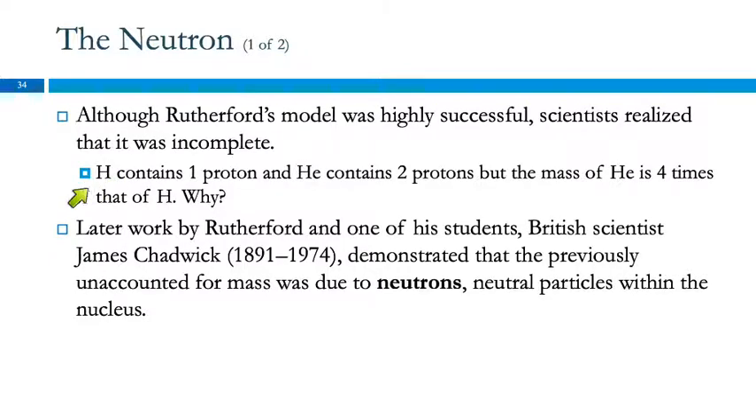So hydrogen has 1 proton and helium has 2 protons, but if you look at the mass of those atoms, the mass of helium is 4 times that of hydrogen. And if you think about a box with 1 bowling ball and another box with 2 bowling balls, and this box weighs 4 times as much as the first box, it doesn't add up, right? So there must be something else going on.